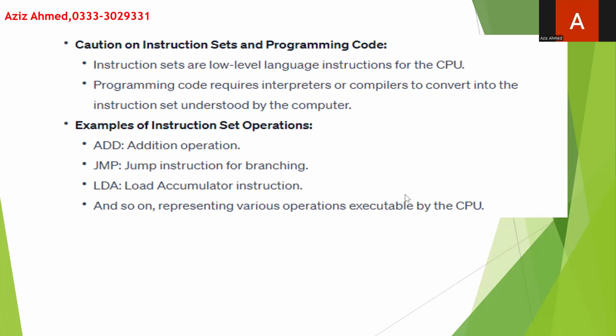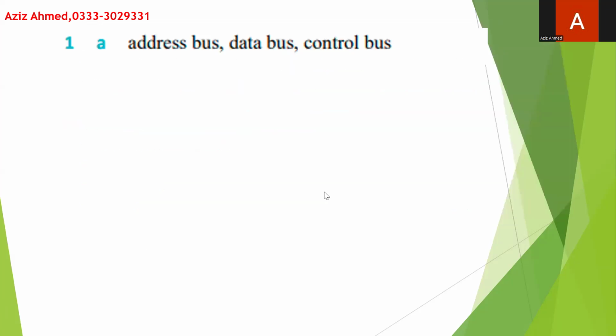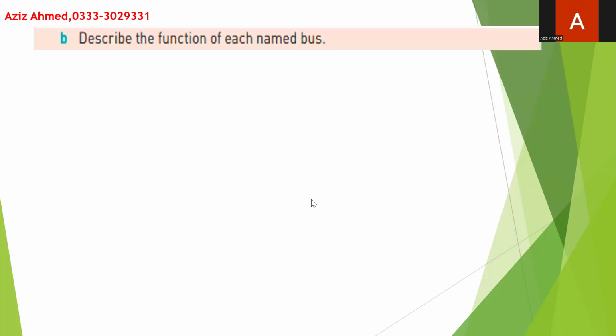Done? Okay. Now you have to describe the function of each named bus. Can you briefly define what the address bus does, what the data bus does, and what is the role of the control bus?